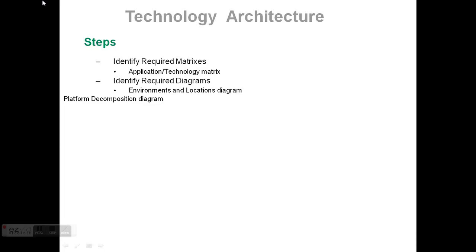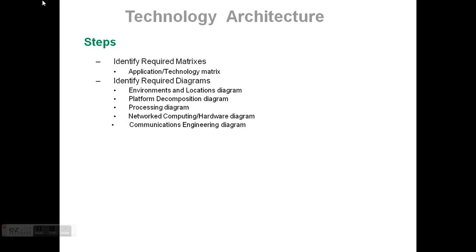These diagrams are suggested to be considered. One is the environment and location diagram. Next, the platform decomposition diagram. We could have a look at the processing diagrams, and network, computing and hardware diagrams. We could also look at the communications engineering diagram. Or you could come up with some other diagrams that indicate different viewpoints of the system.